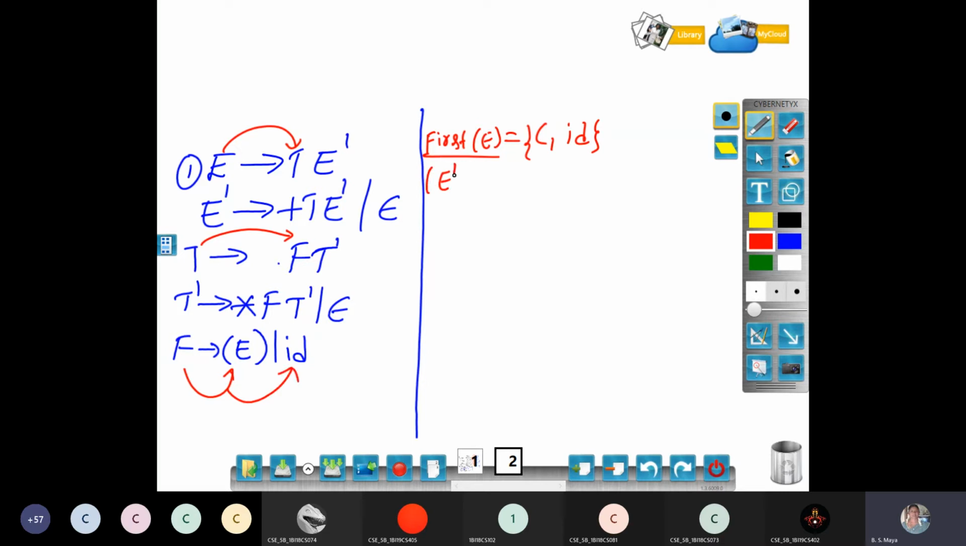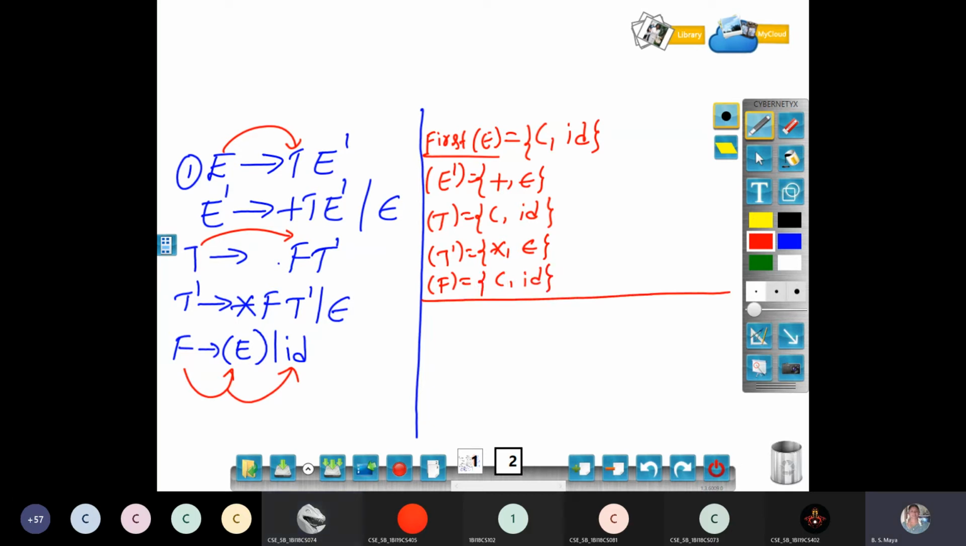Okay, what is first of E dash, Nikita? First of E dash is plus and epsilon. What is first of T? Opening parenthesis and ID. T dash? Star and epsilon. F is again opening parenthesis and ID.